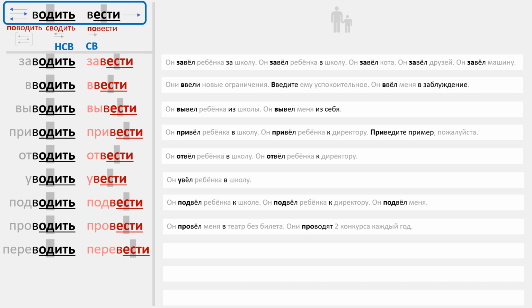To translate. He translated the text. Он перевел текст. To transfer money. He transferred $200 to her. Он перевел ей $200.